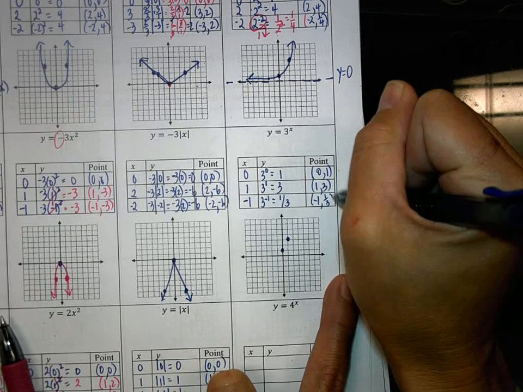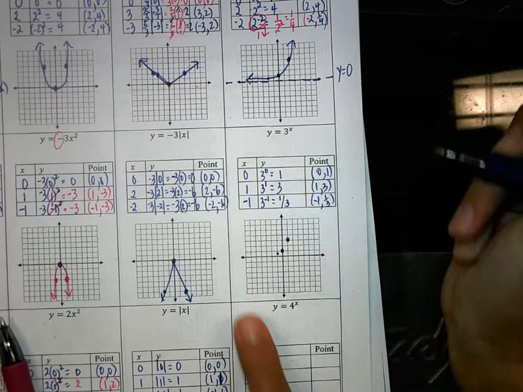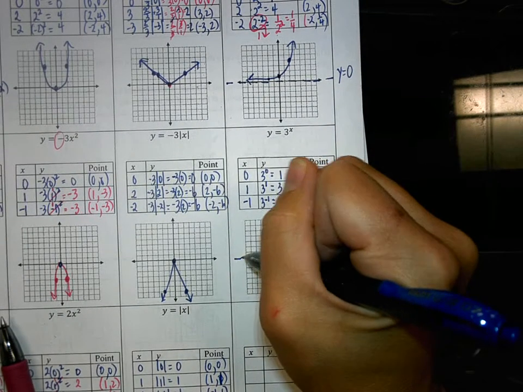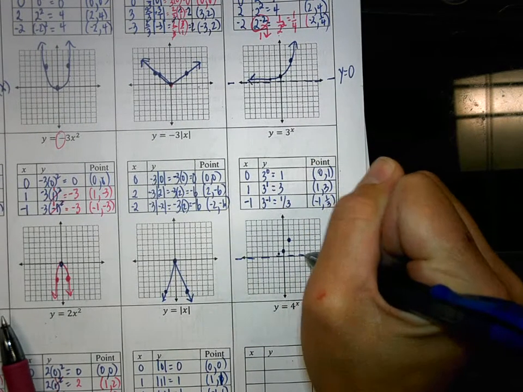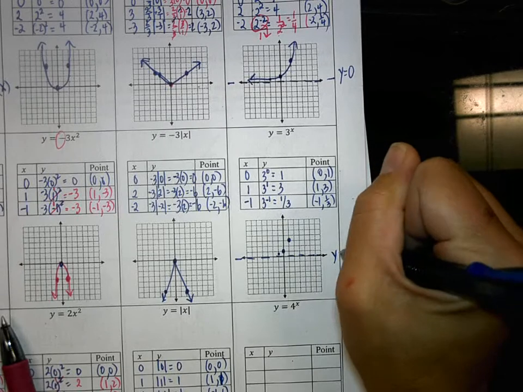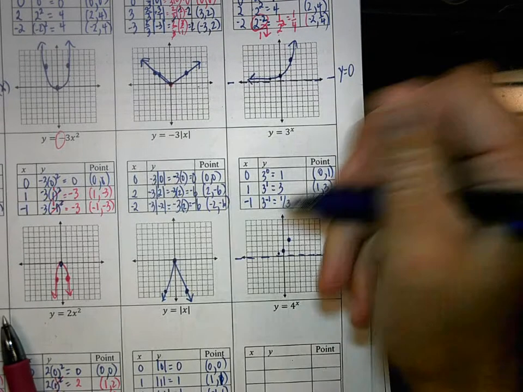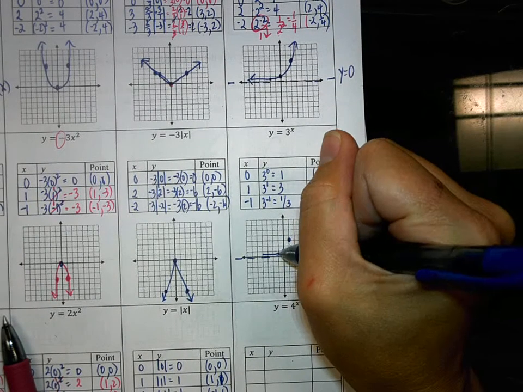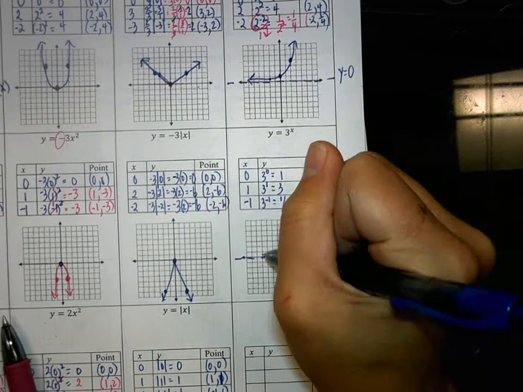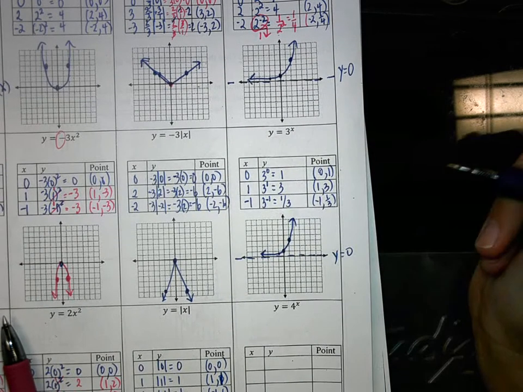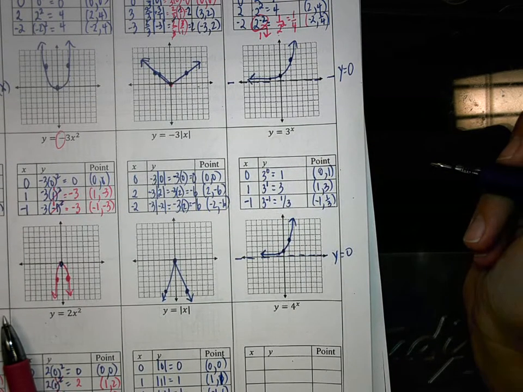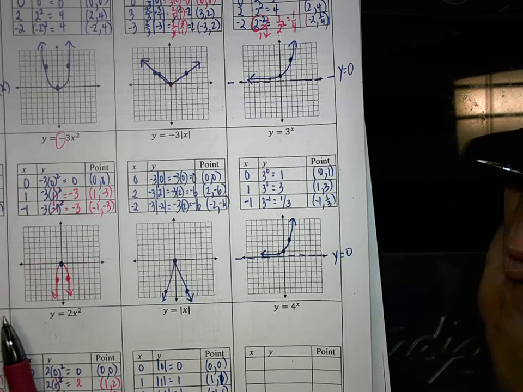So -1 up 1/3. My asymptote is at what value? Good. Y equals 0. So that's an equation of a line. So make sure you're writing y equals 0. And then you can draw your exponential function. Questions? Okay, last one.